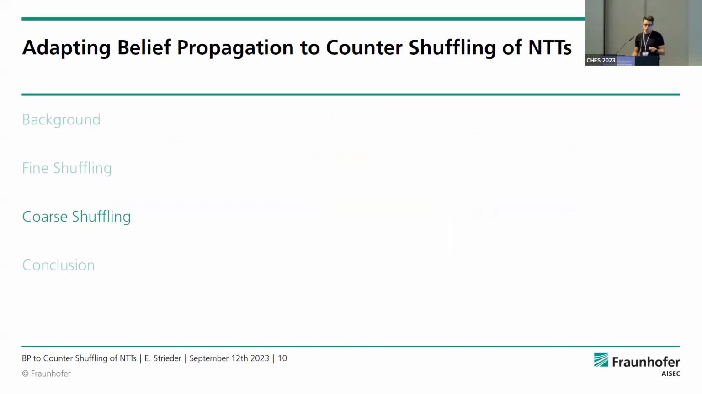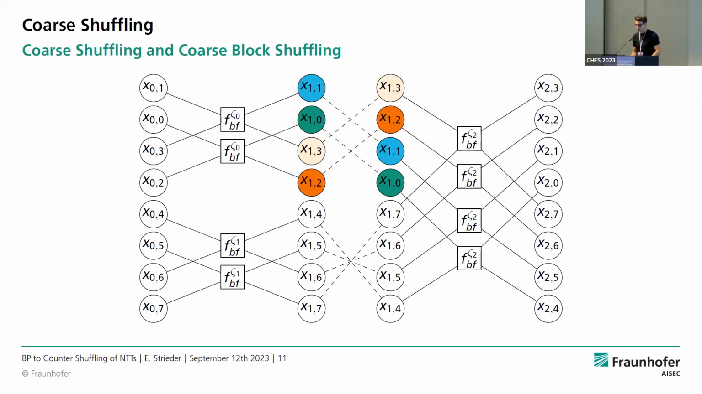Okay, then we looked at coarse shuffling. What is the idea of coarse shuffling? Instead of shuffling the inputs and outputs of one butterfly, coarse shuffling has the idea of taking the butterfly and shuffling the butterfly all over the layer. If you do it all over the place without respect to the twiddle factor blocks, then it's called coarse shuffling. And if you do it only inside the twiddle factor blocks, then it's called coarse block shuffling.